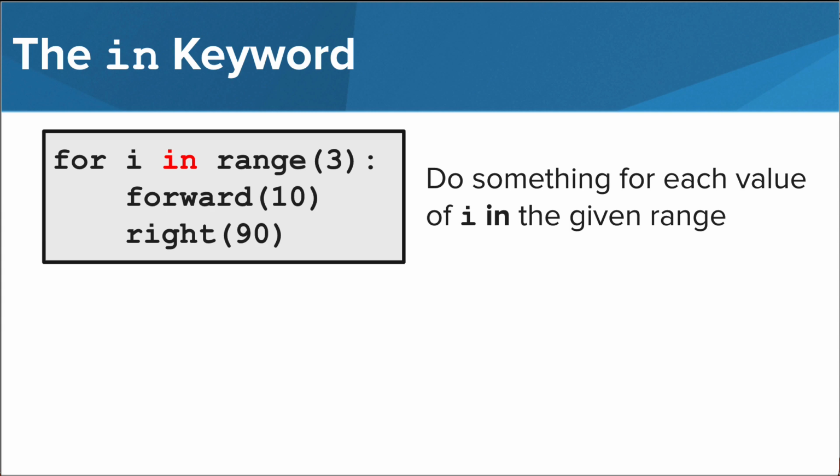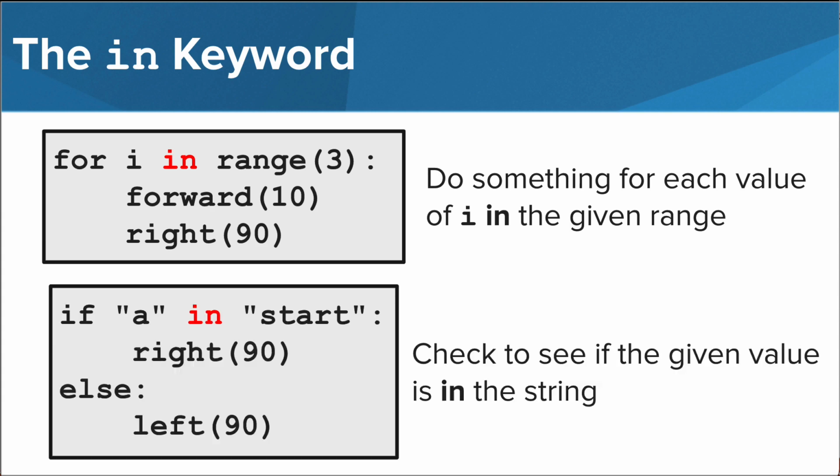Before we dive into an example, let's take a look at a keyword that we have used before and introduce a new use case. The in keyword has been used inside our for loops. When we use the keyword in this way, we are basically telling the computer to do something for each value of i in the range we have given. In this case, the values of i will be 0, 1, and 2, and the commands will be completed once for each of those values.